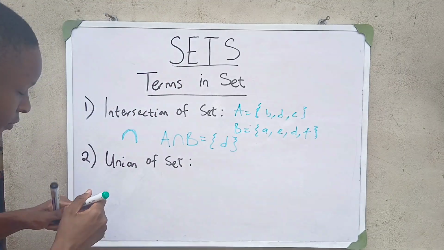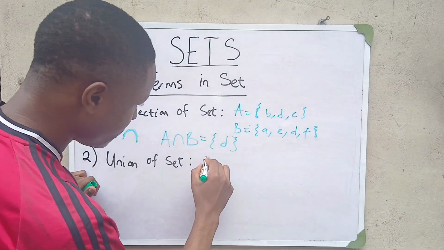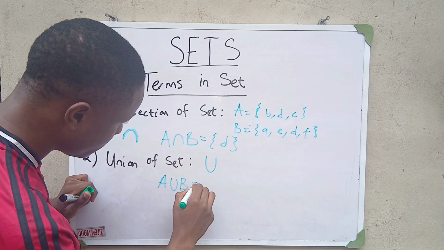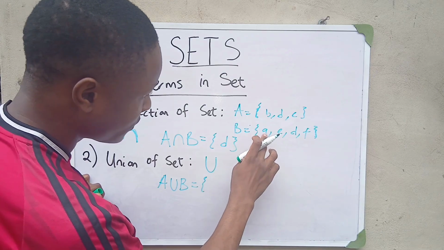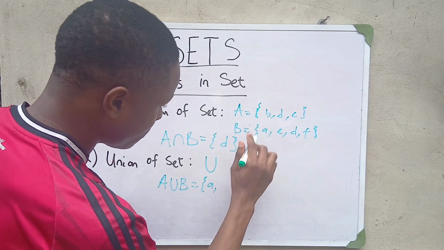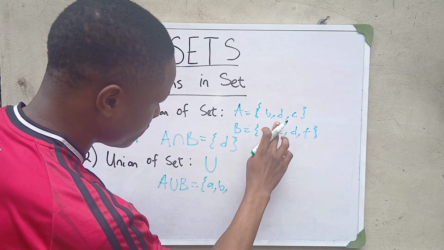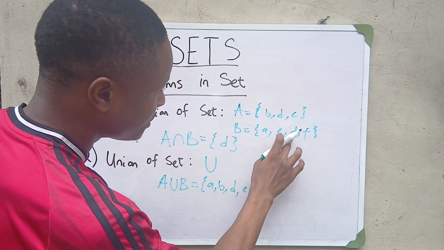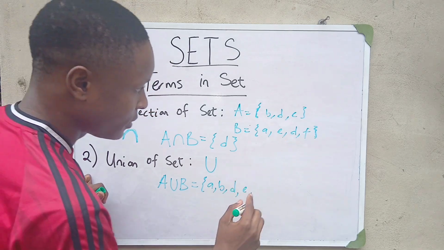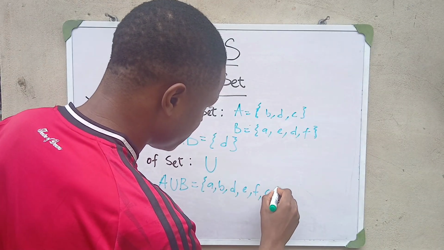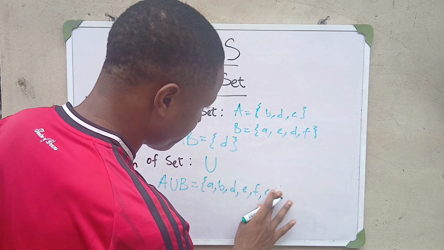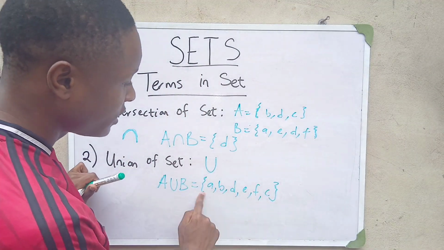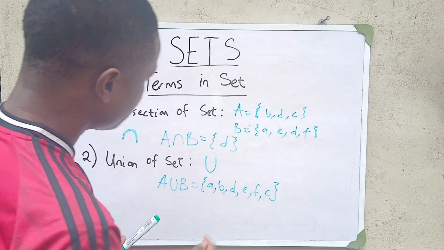So A union B is written with this symbol. We have A union B is equal to A, B, D, E. Now we are not going to repeat the D again. F and C. So this is A union B. Remember, the arrangement does not matter.